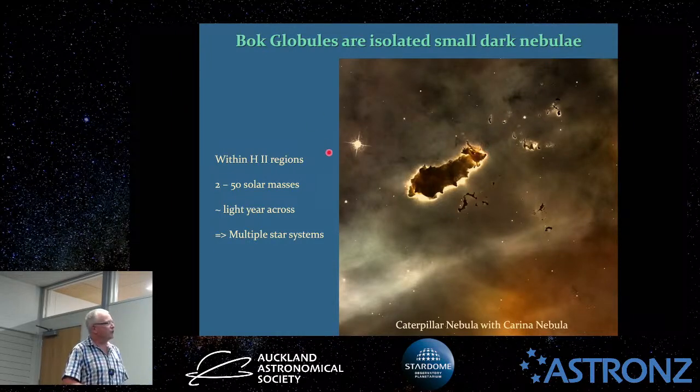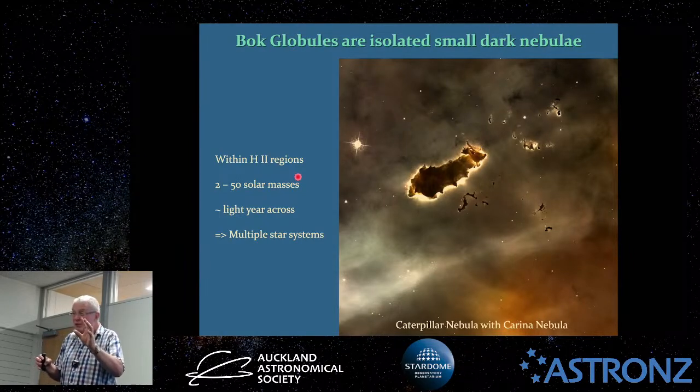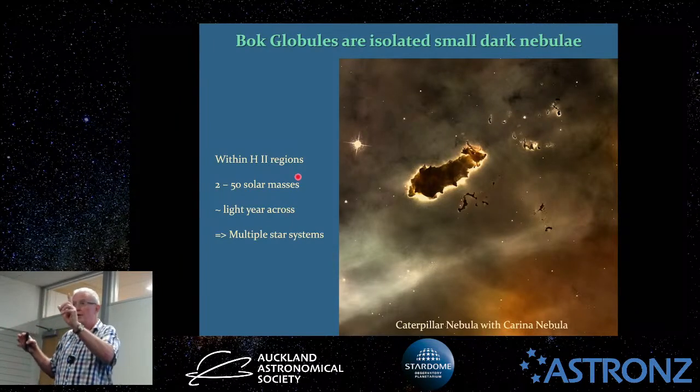They're within H2 regions, so they're near these massive stars, and it's the big stellar winds from these massive stars that are shaping them. They're usually up to about 50 solar masses. Another little concept here: a lot of units in astronomy, and mass is one of them. How do you start using units? They call them solar units, and it's related to our sun. One solar mass is the mass of our sun, which is roughly 2 times 10 to the 30 kilograms. But rather than remember that, just remember it's one solar mass.